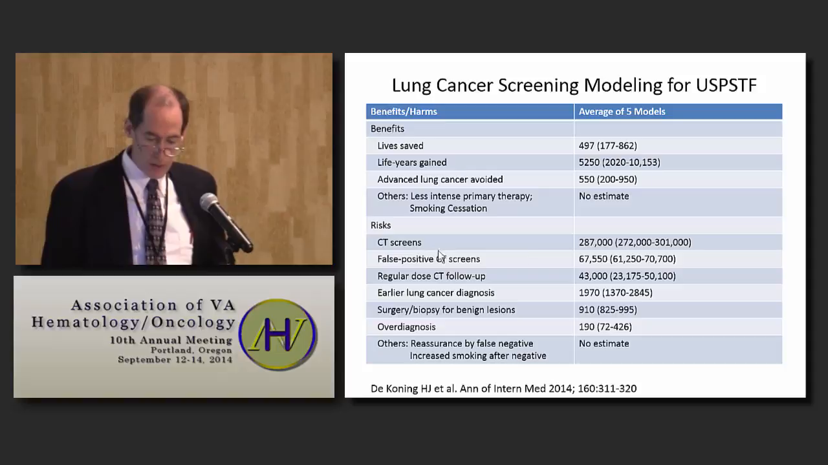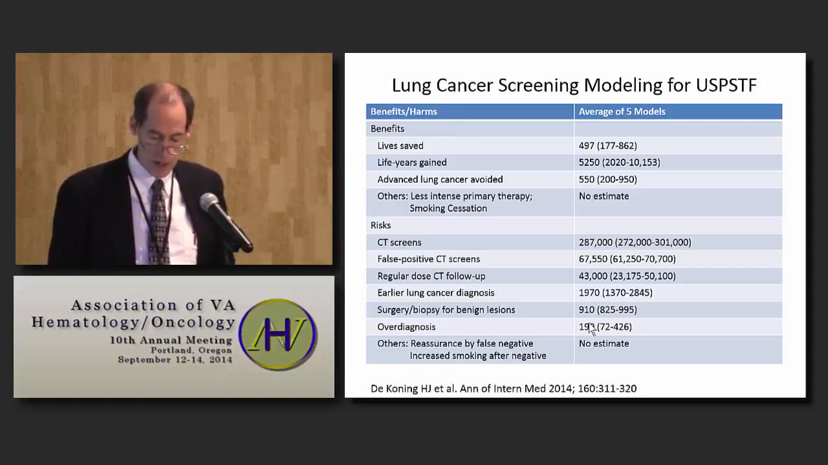But there are risks. So you do a whole bunch of screens, right? You do almost 300,000 CT scans. You have a huge number of false positives, 70,000 false positives, some regular dose CT scan follow-ups. You do have some earlier lung cancer diagnoses, but the patient still dies at about the same time in a significant fraction of people, so there's some maybe increased anxiety for living with cancer for a longer period of time. And there's also some overdiagnosis.